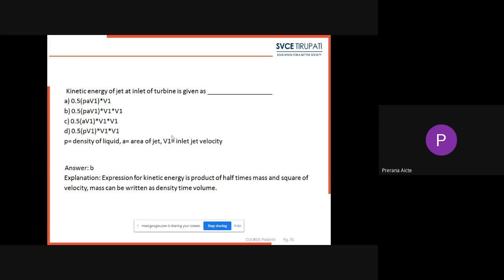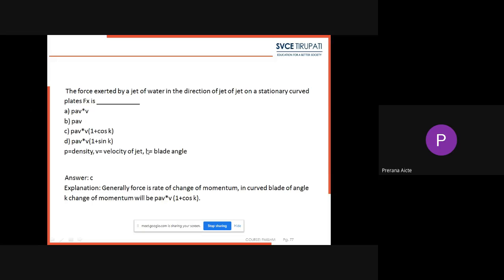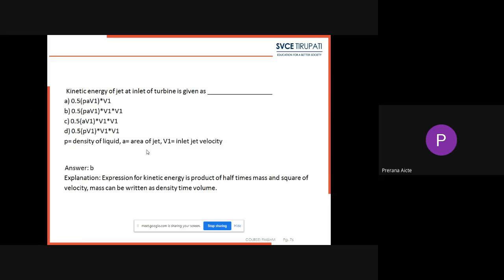Next problem. Kinetic energy of a jet at inlet of the turbine is given as 0.5 into rho A V1 into V1 into V1. So here rho is the density of the liquid, A is the area of the jet, and V1 is the inlet jet velocity. So the expression for kinetic energy is the product of half, mass and square of velocity. The mass can be written as density times volume.